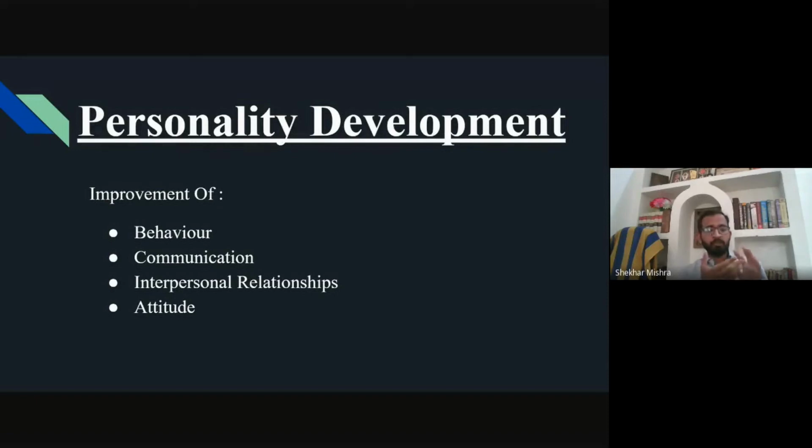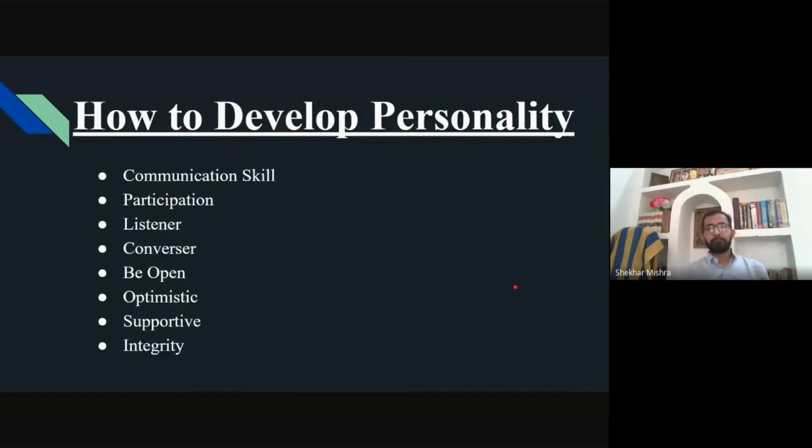And if you have a humble, polite behavior, if you are good at communication, if you are good at maintaining relationships with your colleagues in professional life, or you are joyous and excited, then all these things make a good personality, and you will be considered as having a very good personality, and it can be helpful for you in professional life or anything you are doing.